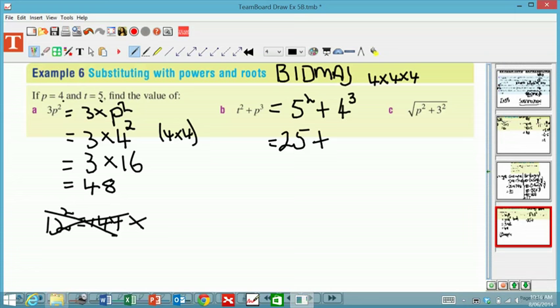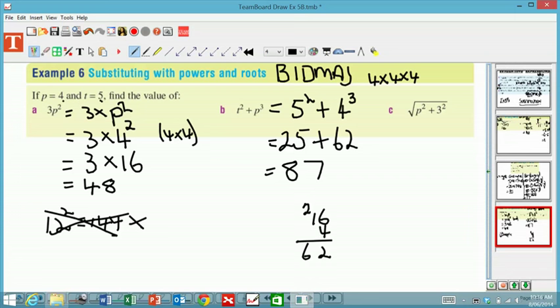4 times 4 is 16. I'm going to do a bit of work down here. Times 4. 4 sixes are 24. 1 4 is 4 plus that, 64. And now we can add those together. 5 and 4 is the 9... 25 plus 64 is 89.